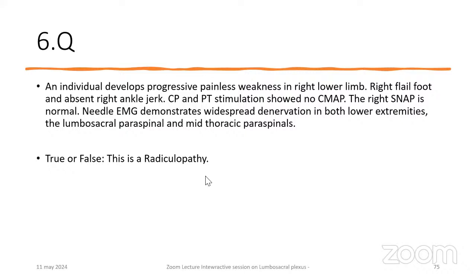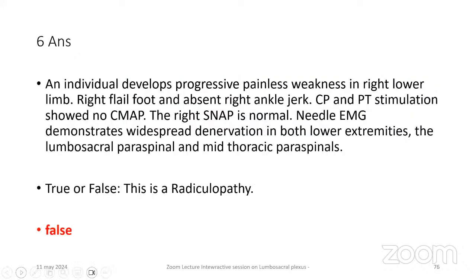You have to unmute yourself and talk because so many people are talking. Or you can write in the chat. This is ALS. That's correct. This is anterior horn cell abnormality. That's why you are not seeing it. It's not a radiculopathy.